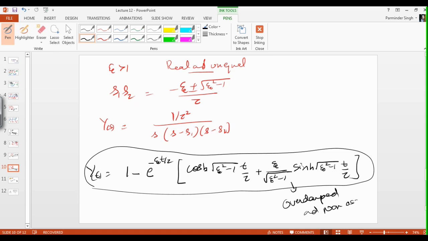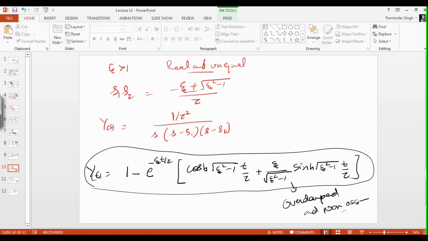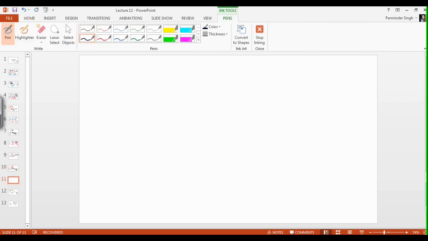Then again, I'll explain this later once we plot this. Now let's find out the third part, that is zeta less than 1. Third case is zeta less than 1. For zeta less than 1, the roots are complex.